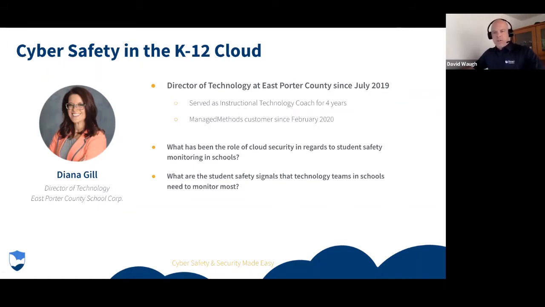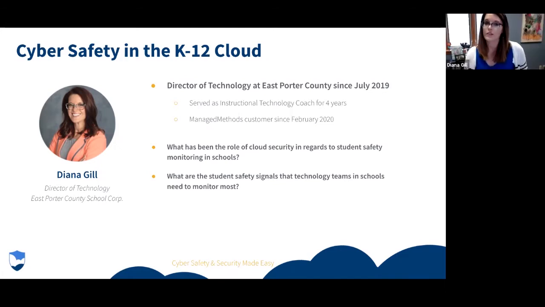When we talk about student safety signals, the technology that technology teams have to address, what is it that, in your school, you think needs to be monitored the most? Well, as far as students go, the way that they interact with each other and the language that they use, whether it's violent language, bullying, self-harm, these are the things that are always the number one priority for administrators.